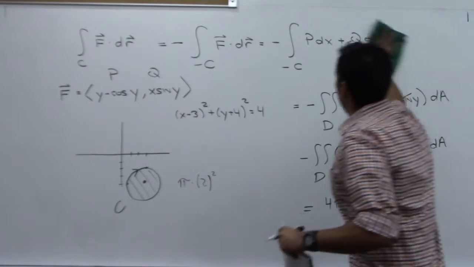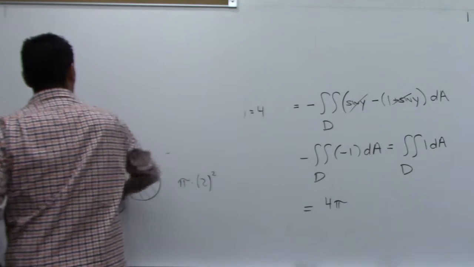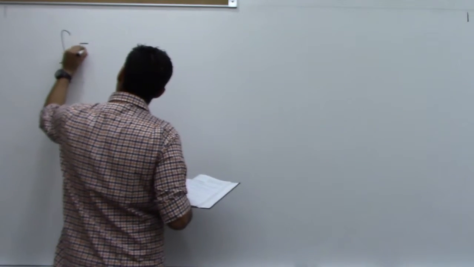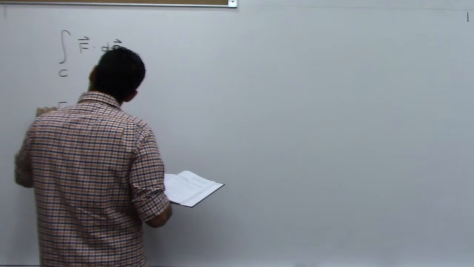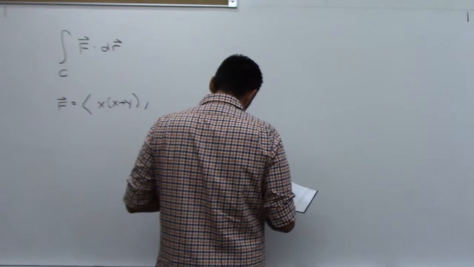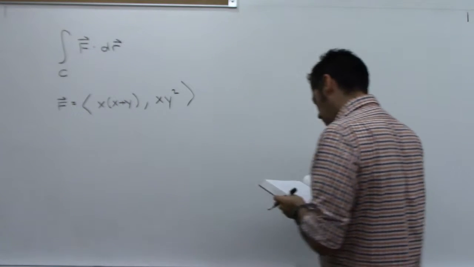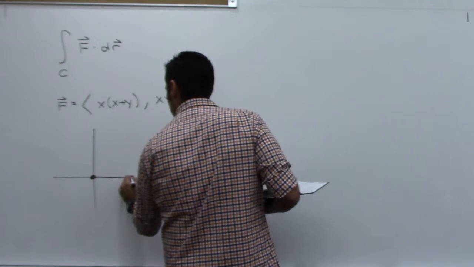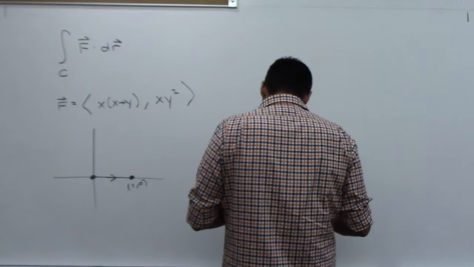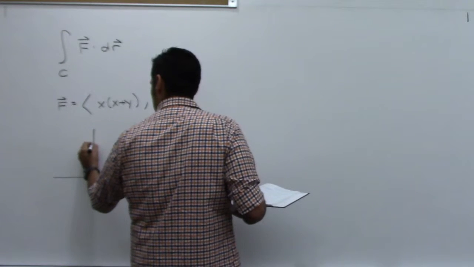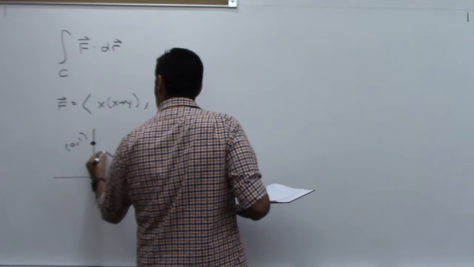All right, let's look at number 17. Use Green's theorem to find the work done by the field F equals the two-dimensional field x times x plus y, and then xy squared, when we're moving a particle from the origin along the x-axis to the point (1, 0), and then along the line segment to (0, 1), which is here, and then back to the origin.